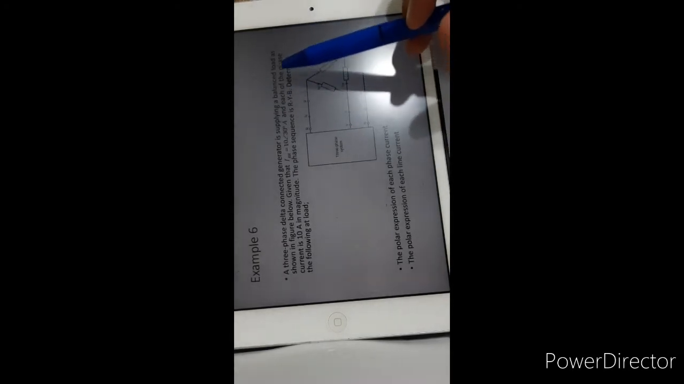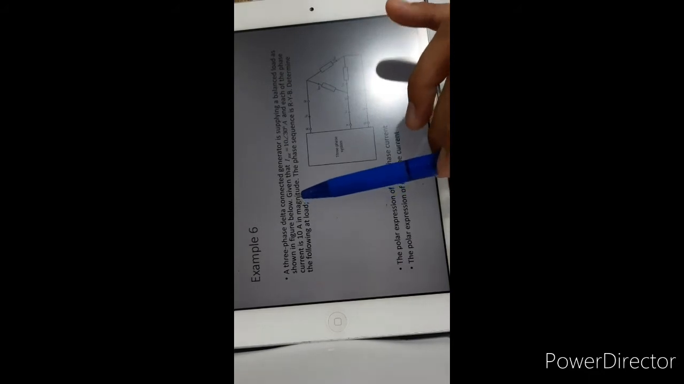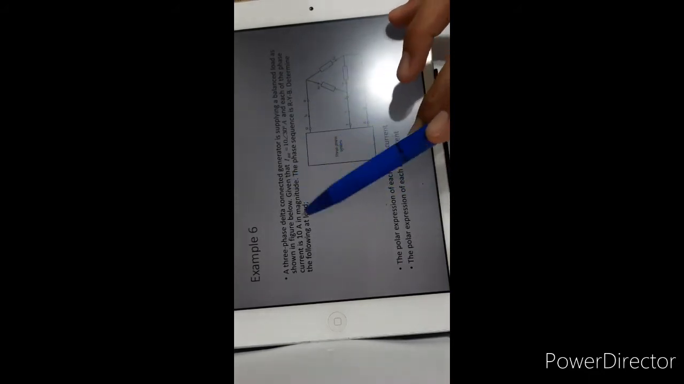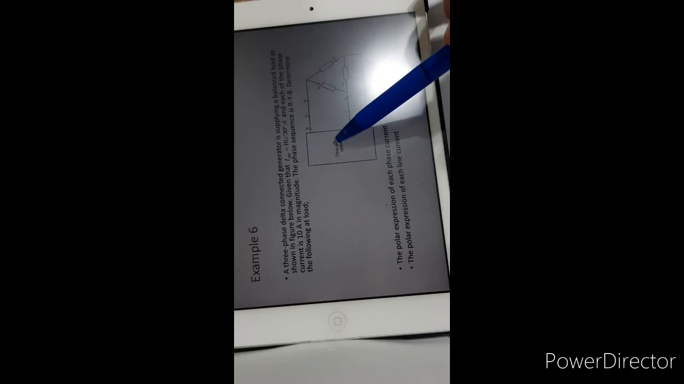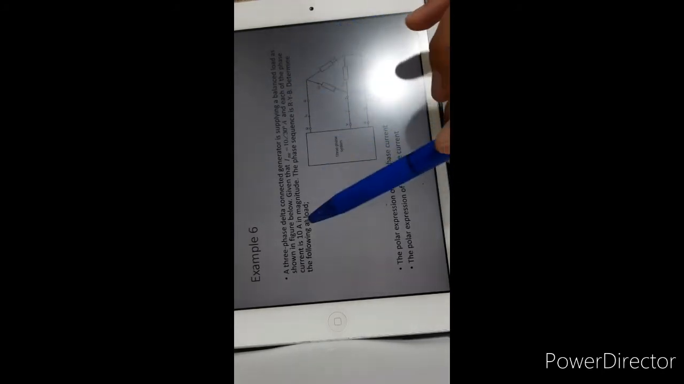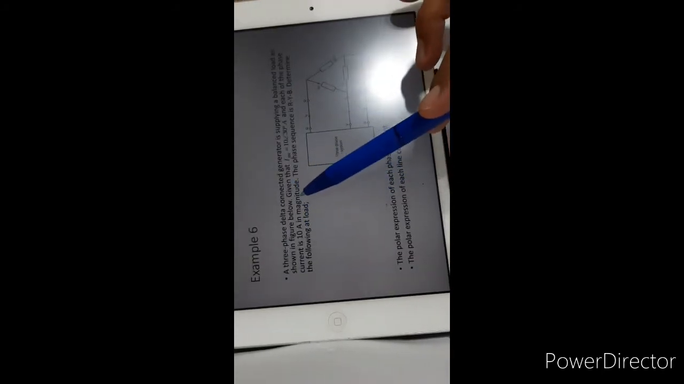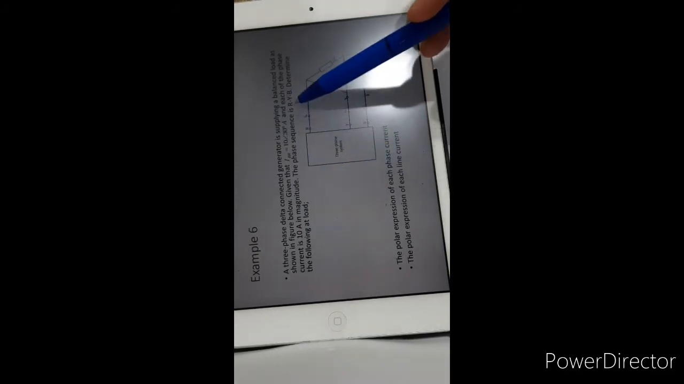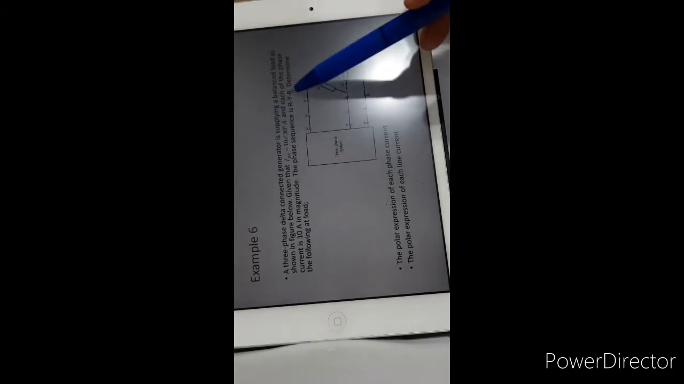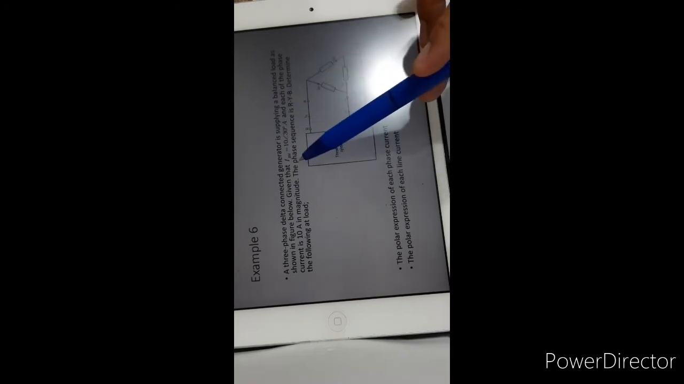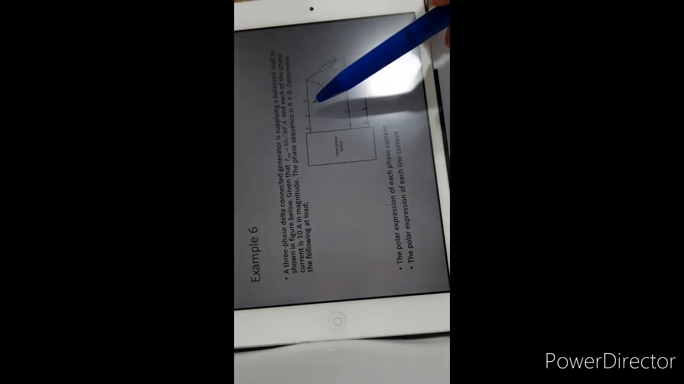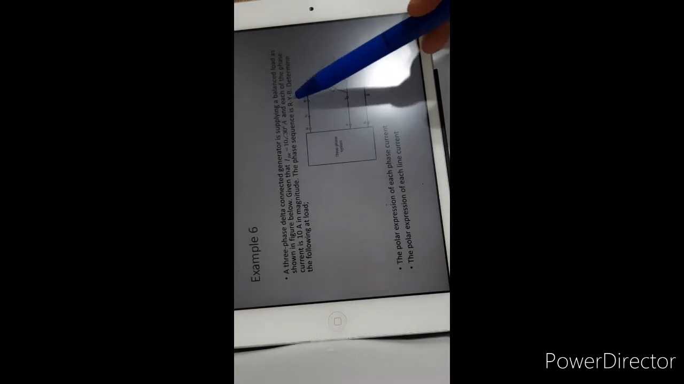Okay, so let's continue with example 6. We have a 3-phase delta connected generator supplying a balanced load as shown in the figure below. It's mentioned that the generator is in delta connection and each phase current is 10 ampere in magnitude. The phase sequence is RYB. It is mentioned as RYB because the question lets us know that this is a balanced or positive sequence.